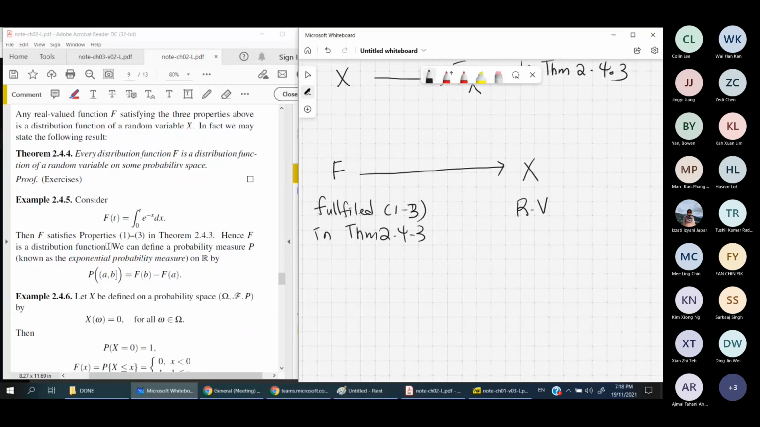Okay, so let's look at some examples here. First of all, I'm not going to look at how we construct this random variable. However, we can just look at this example here, and then we can see we use it to construct the random variable. Let's say we look at this function F(t), where we integrate this e to the negative t. Then you can work out the calculation. So F satisfies the three properties, 1 to 3 in Theorem 2.4.3.